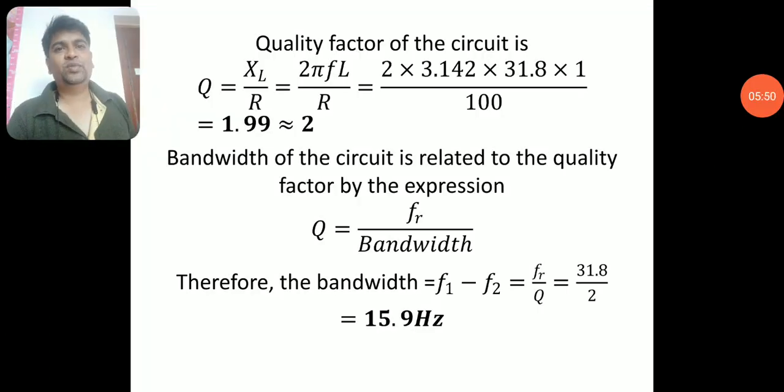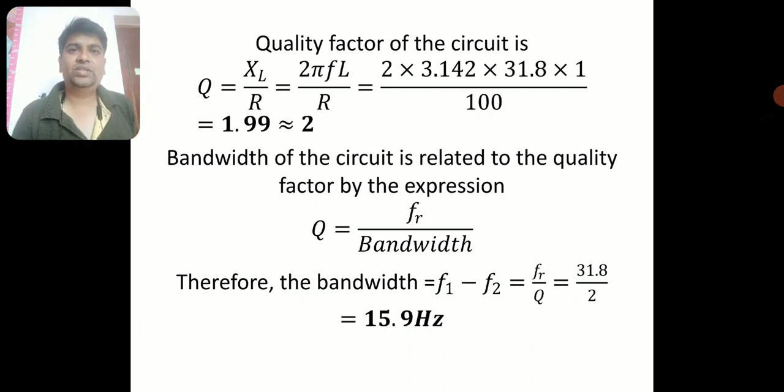Yeah, there are a few more things to calculate. The quality factor, which is a measure of sharpness of the curve, is XL divided by R. It is inductive reactance to the ohmic resistance. I have defined in my previous video that the quality factor is XL by R. XL is what? XL is omega L. Omega is 2 pi F. So omega L is 2 pi FL.